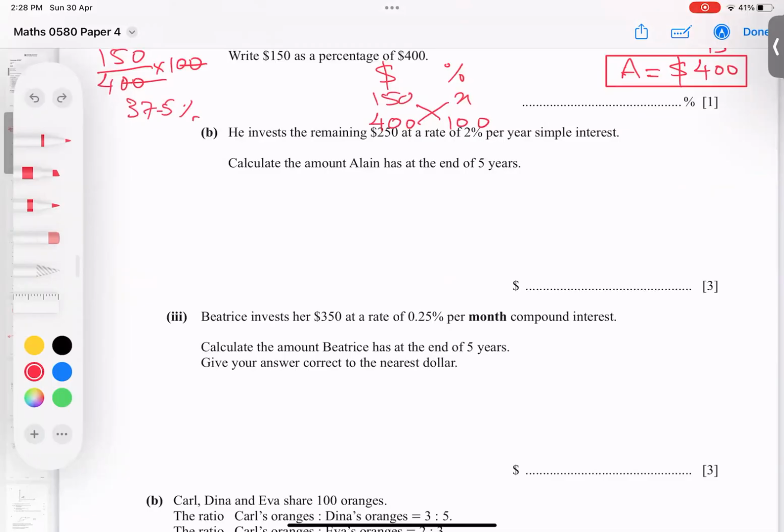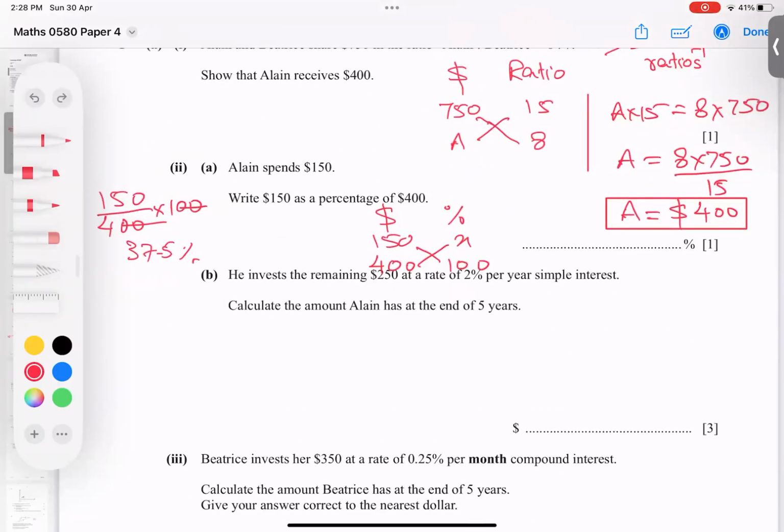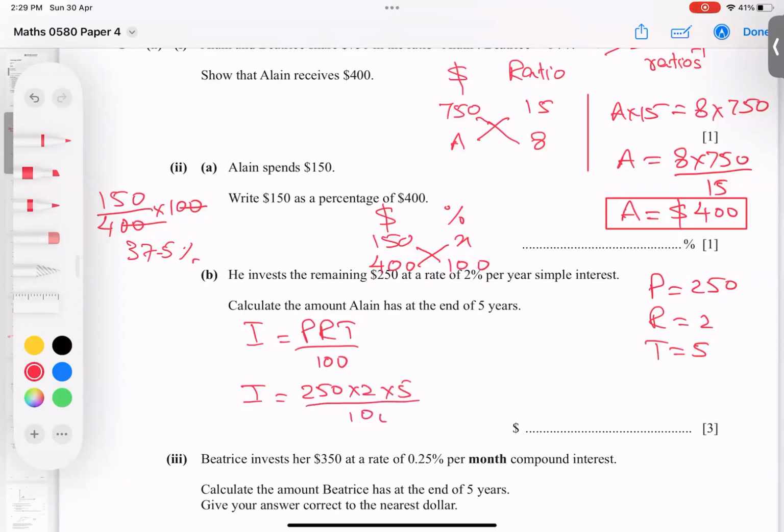He invests the remaining amount, $250, at 2% per year simple interest, for 5 years. For your knowledge, the investment is very clear, $250, and the rate of interest is 2% per year, and the time period is 5 years. So the simple interest formula: I equals PRT divided by 100. I stands for profit or interest. So 250, rate of interest 2, time 5, over 100. Zeros cancel, 5 2s are 10, cancel. The answer is coming: profit $25.